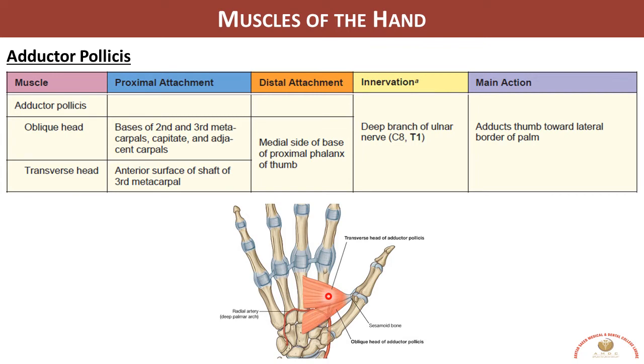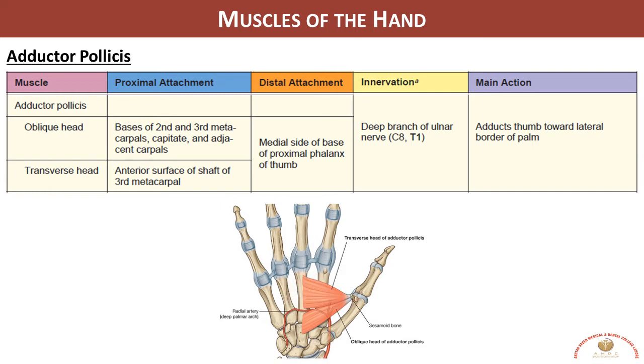The oblique head comes from the bases of the second and third metacarpals, capitate and adjacent carpals. You can see here that this is the oblique head coming from the bases of the second and third metacarpals, and it attaches on the medial side of the base of the proximal phalanx. Then the transverse head comes from the anterior surface of the shaft of the third metacarpal, and it also attaches on the medial side of the base of the proximal phalanx of the thumb.